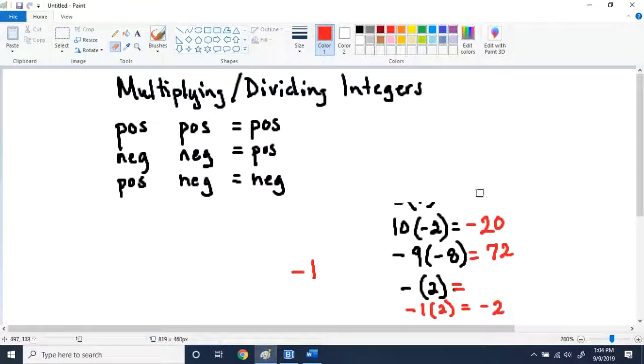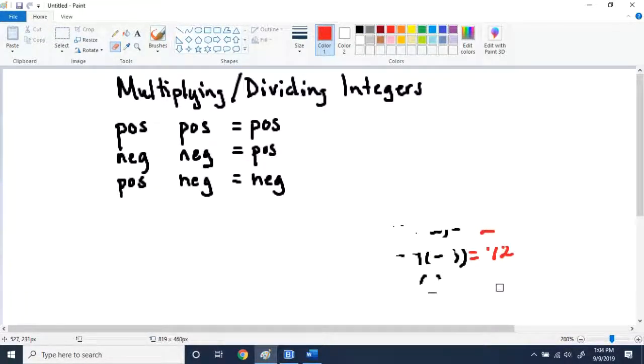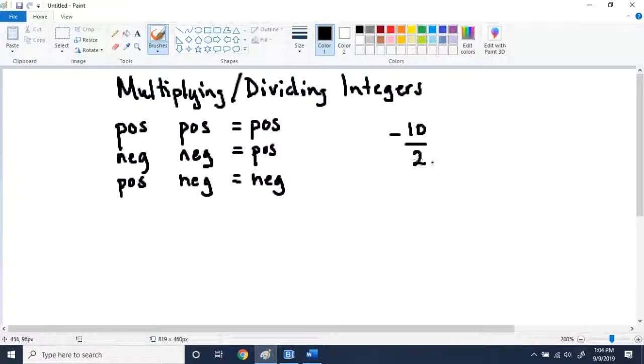Okay, so let's take a look at some division problems, using the same rules as for multiplication. Okay, we have negative 10 divided by 2. The 2 is positive. So negative and positive, the answer is going to be negative. 10 divided by 2 is 5.